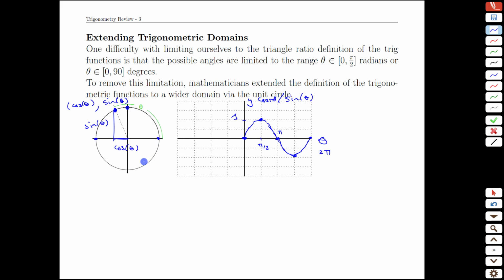Notice we can also go negative in that sense too, and that will give us this graph also defined for negative angle values. We can talk about angles below 0.